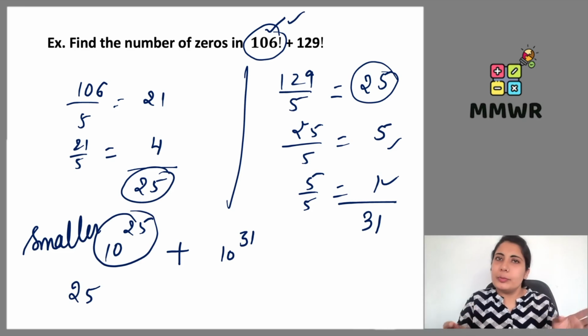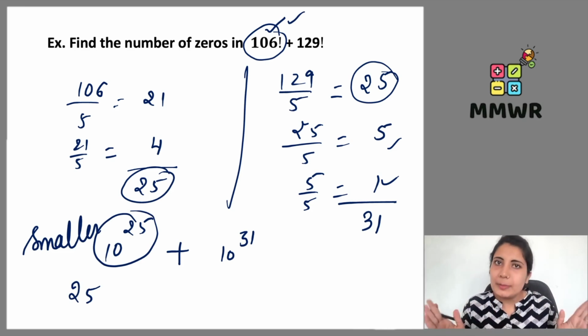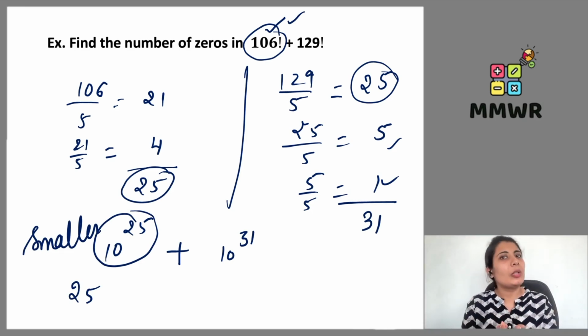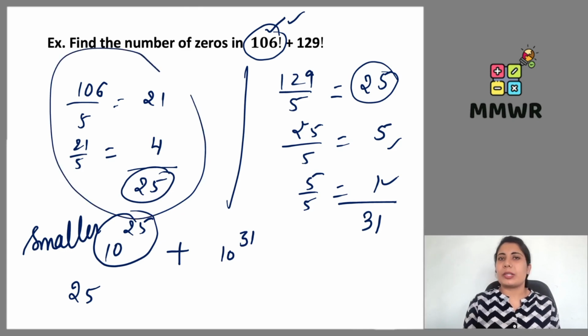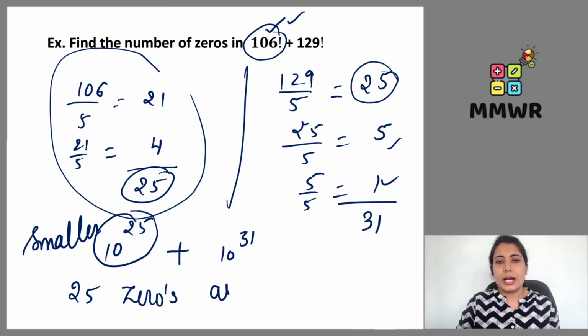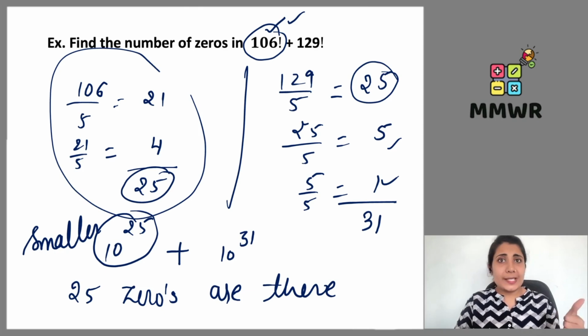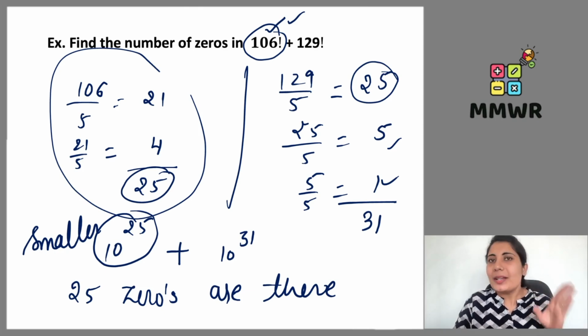So here I was also saying that even if we don't calculate how many zeros are in 129 factorial, then also we can get the answer. Whatever the number of zeros are there in 106 factorial, we can declare our answer from that part only after simplifying only this much. So 25 zeros are there. I hope it's clear now, right? You are understanding this method. I hope you will practice also.